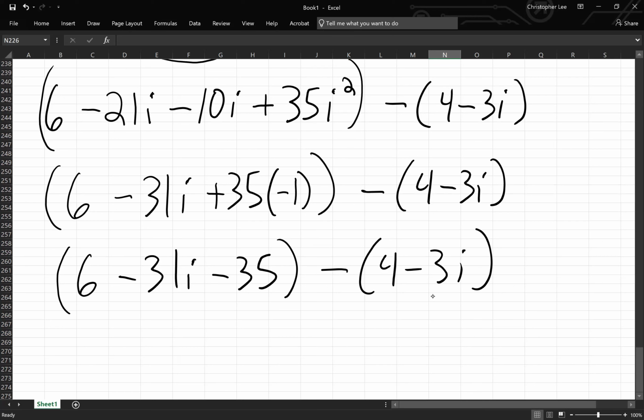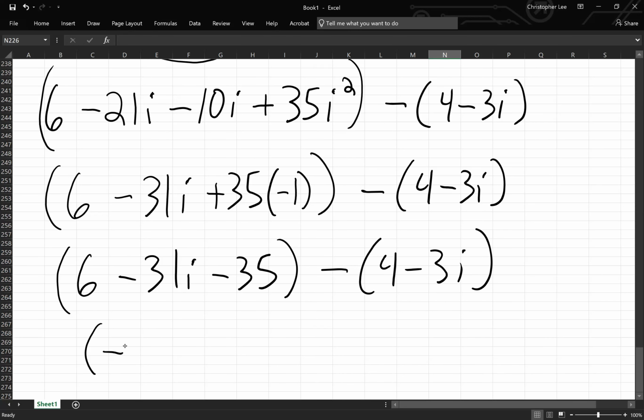I wouldn't do that. I would combine like terms first and do the math. The 6 and 35. So what do you get? 41? 35 plus 6, no. Oh, minus, right. So it will be 6 minus 35, which is minus 29. Now we're talking.